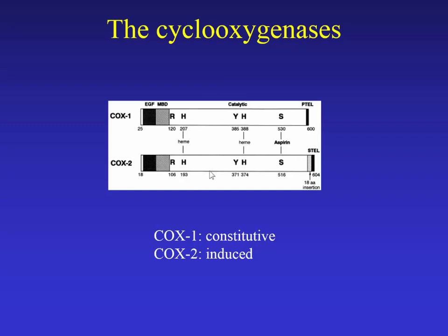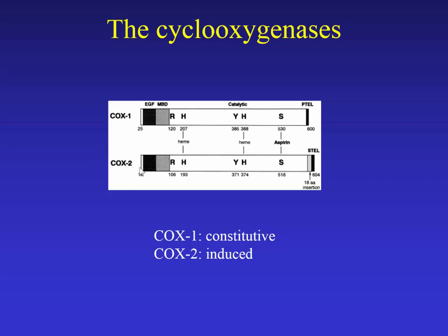They have exactly the same enzymatic capability. That is, they both produce PGG2 and PGH2. But the regulation of these two enzymes is really quite different. COX-1 can be thought of as more or less constitutive. It's really important in the gastrointestinal tract, it's important in the kidney, it's important in the brain, and it's expressed at low levels virtually all of the time in all of those tissues.